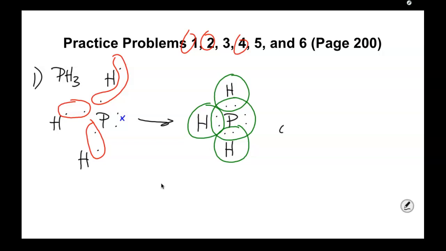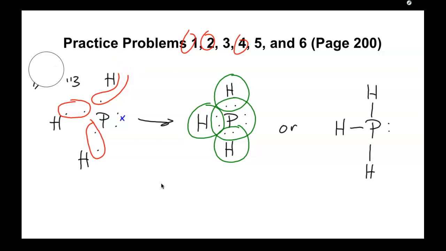And then the last thing I'll do is I'm going to turn my bonding pair into a dash. Those 2 electrons in the center turn into a dash. Okay? I've also got a bonding pair here and a bonding pair here. And then I've got a non-bonding pair over here. And that's my finished product.